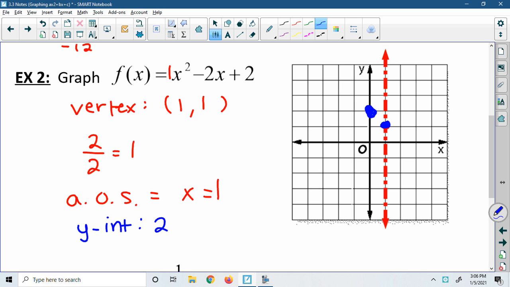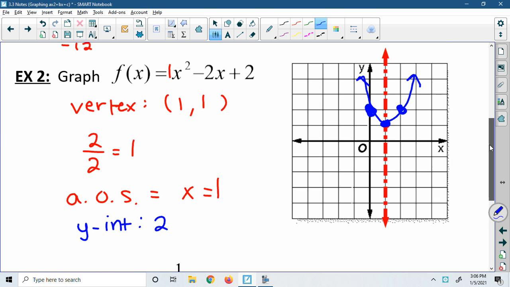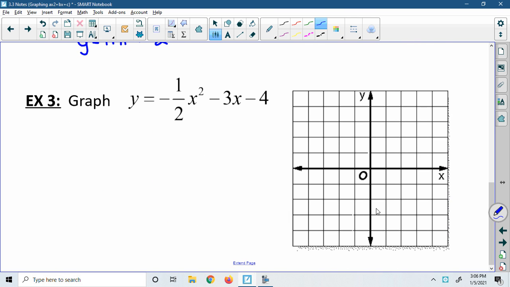It's nice having that y-intercept because then you can just use symmetry and get another point on the graph, and you can make your parabola right then and there. So there's an example of graphing something when it starts out in standard form. Here's another example, example 3. Maybe a little trickier just because of that fraction, but we'll go through it basically with the same process.